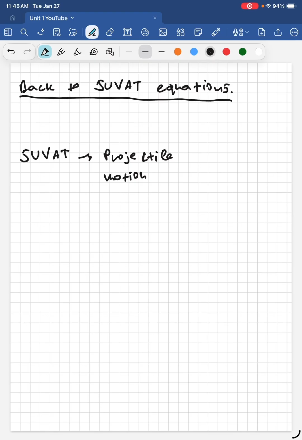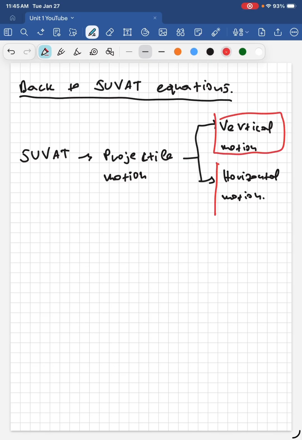So we have two cases: the first case is the vertical motion, and the second case is the horizontal motion. Actually, no, this is not the best way to put it. The best way to put it is that in any application of the SUVAT equations, we will have to independently deal with the vertical motion and the horizontal motion. Now that's better. So let's talk about various common cases that might appear in tests.